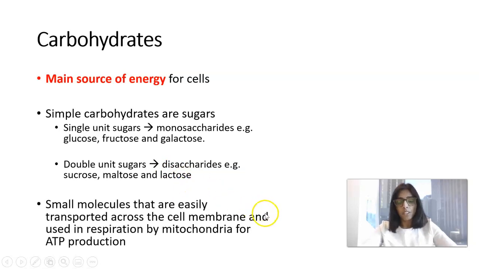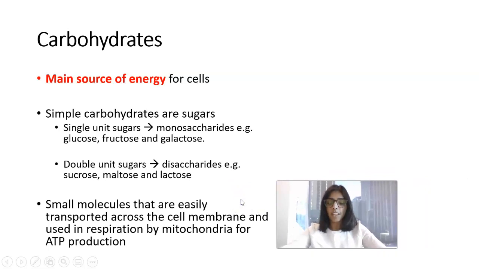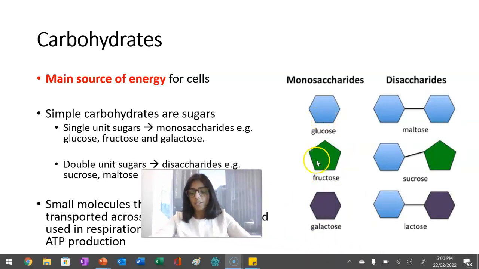Now, small molecules such as these ones, the reason why they are the main energy source is because they can be transported across the cell membrane very easily, and they can be used as an energy source within the cell during aerobic respiration. Here I've just got a little cartoon picture to show you that the monosaccharides are the single unit sugars and the disaccharides are the double unit sugars.